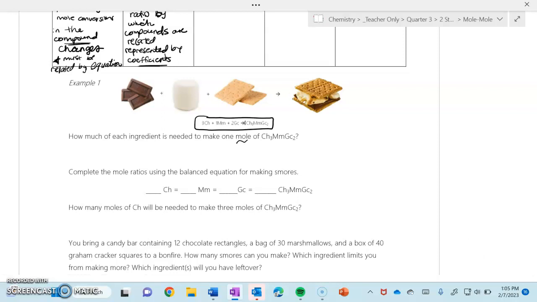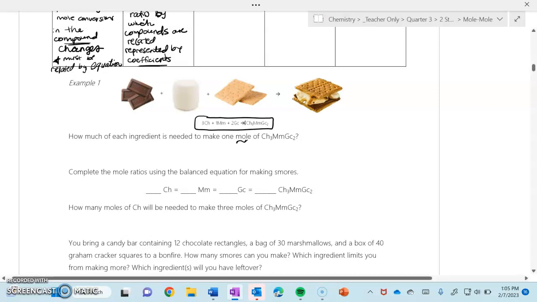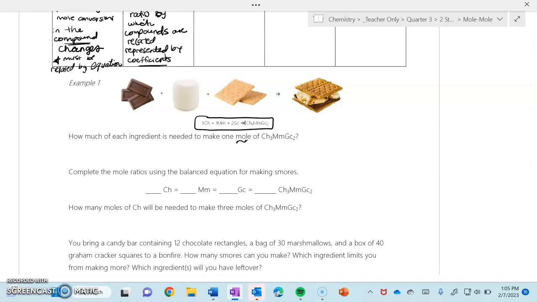So how much of each ingredient is needed to make 1 mole of a s'more? Whenever you see the word mole, remember that's quantity. So you could even replace that with 1 piece or 1 substance of our s'more. So whenever we're counting, this would be 1. So if I were to make 1 s'more, I'm going to need 3 chocolates based on this recipe, 1 marshmallow, and 2 graham crackers to make 1.